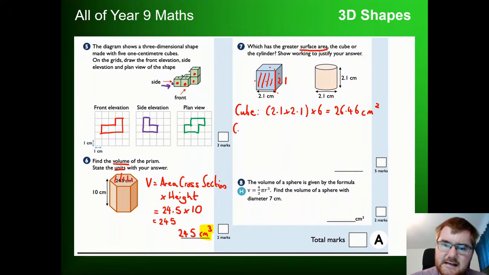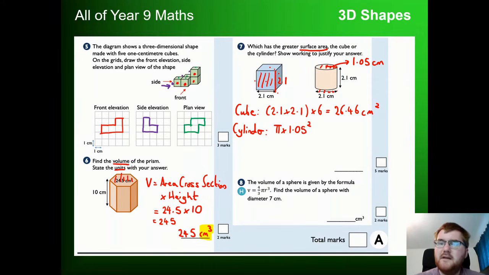Now the cylinder is a little bit more tricky. But again, I'm going to try and write everything I need first and then write my working in. The first thing we can do is work out the area of the top face and the bottom face, which is just the area of the circle. Notice we don't have the radius here, we have the diameter. So to get the radius, we need to divide 2.1 by 2, which is 1.05 centimeters. So to work out the top face and bottom face, we do pi times 1.05 squared. Remember, the area of a circle is equal to pi r squared.